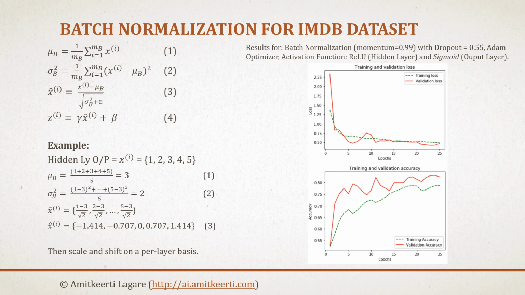The third equation uses the computed mean and standard deviation to shift all the values around the mean. Hence equation 3 computes the zero-centered and normalized values. For our 5 numbers, these values that are zero-centered would be minus 1.414, minus 0.707, 0, 0.707 and 1.414. The final equation helps us to scale and shift these normalized values to a different set of values. This could optionally be done based on the specific requirements of each layer.